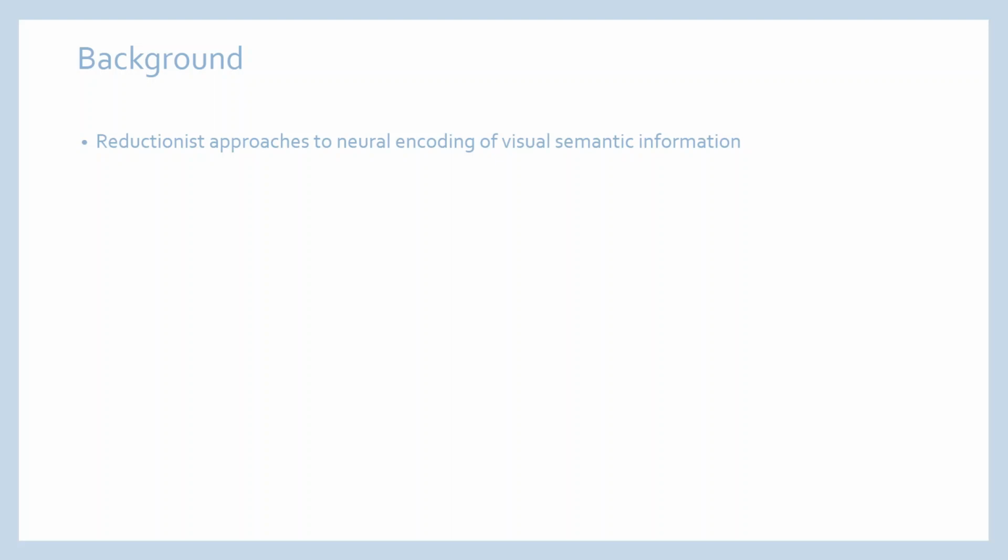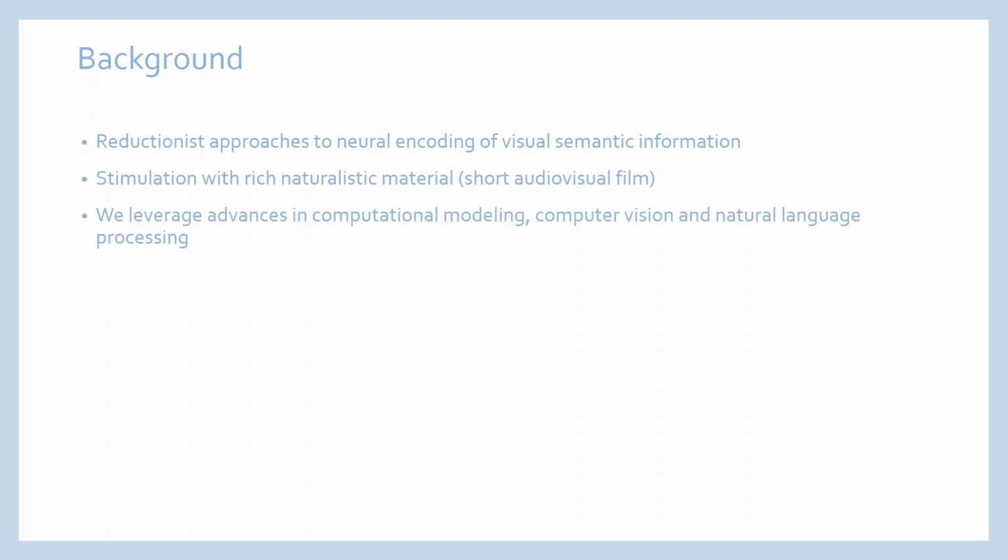Yet, like many other researchers in the field, we believe that much can also be learned from naturalistic experimental paradigms that use naturalistic material, such as films and audiobooks, when collecting brain data. We believe that we can leverage advances in computational modeling, computer vision, and natural language processing to extract high-level semantic information from low-level visual input and investigate how this information relates to the associated brain activity. In this study, we set out to test that, and we asked ourselves a number of questions.